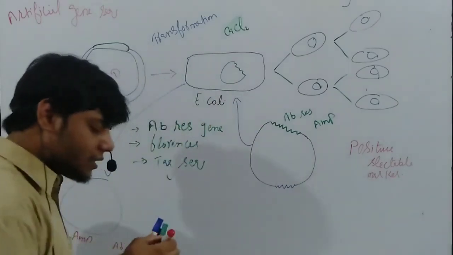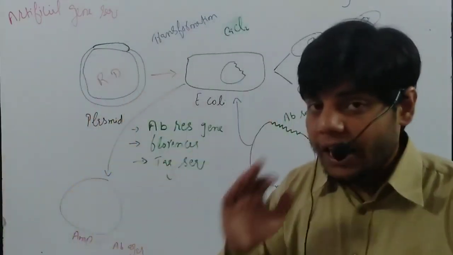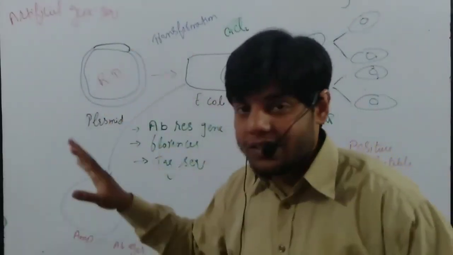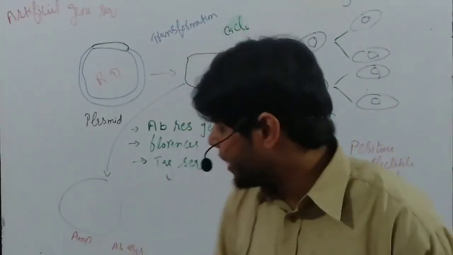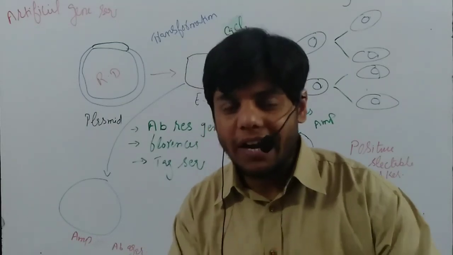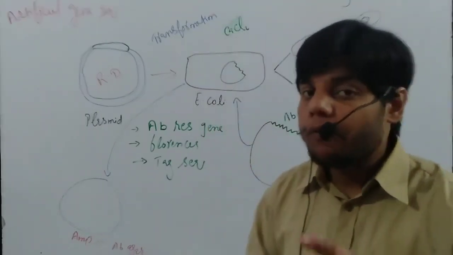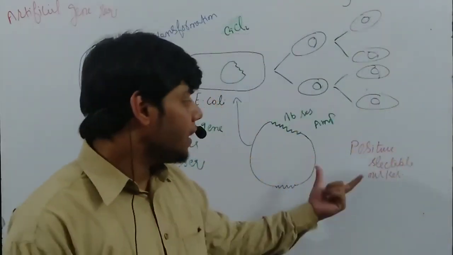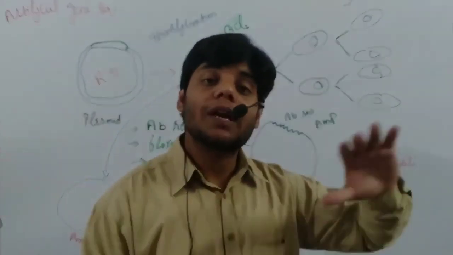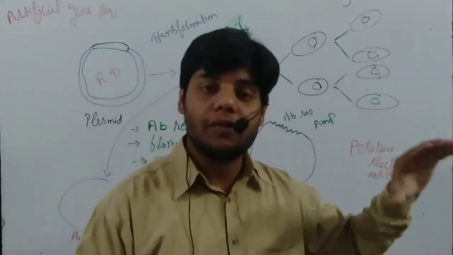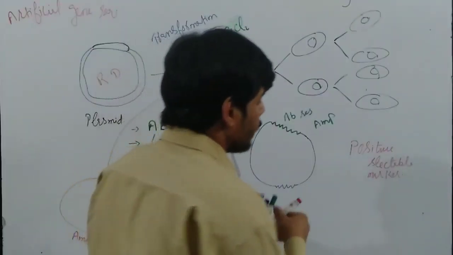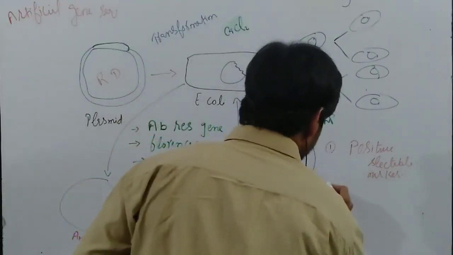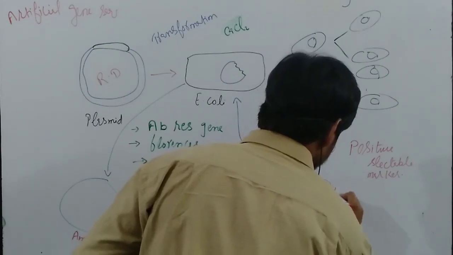Now, positive selectable marker, let me tell you once again. In this case we add those sequences due to which the bacterial cells grow on antibiotic plates. We call that a positive selectable marker, due to which we can identify that our gene of interest is present inside the bacterial cell. We have another type of selectable marker, which we call the negative selectable marker.